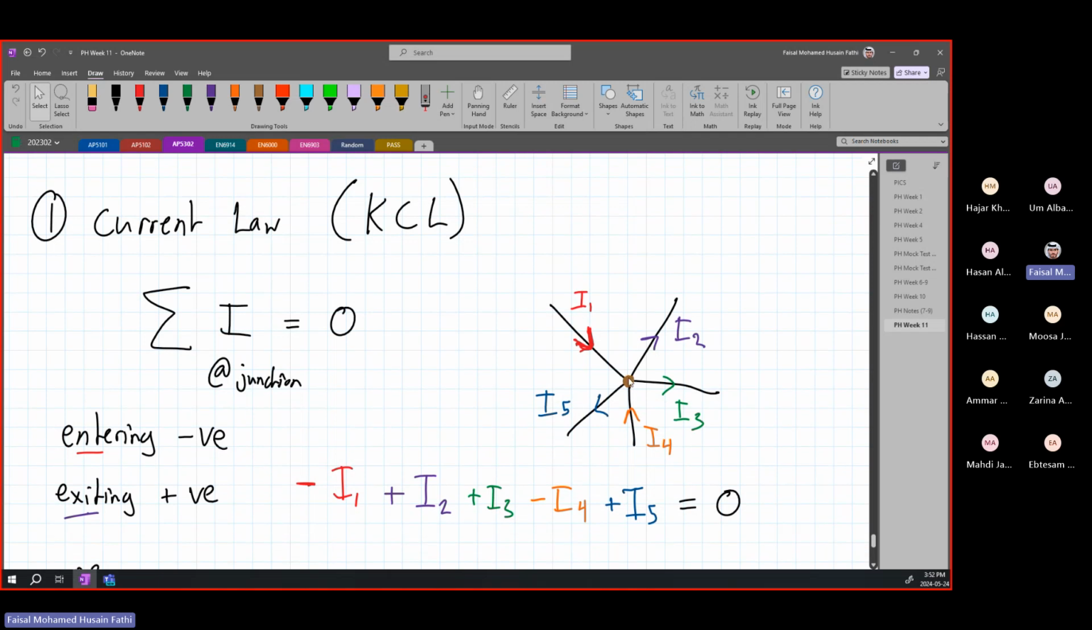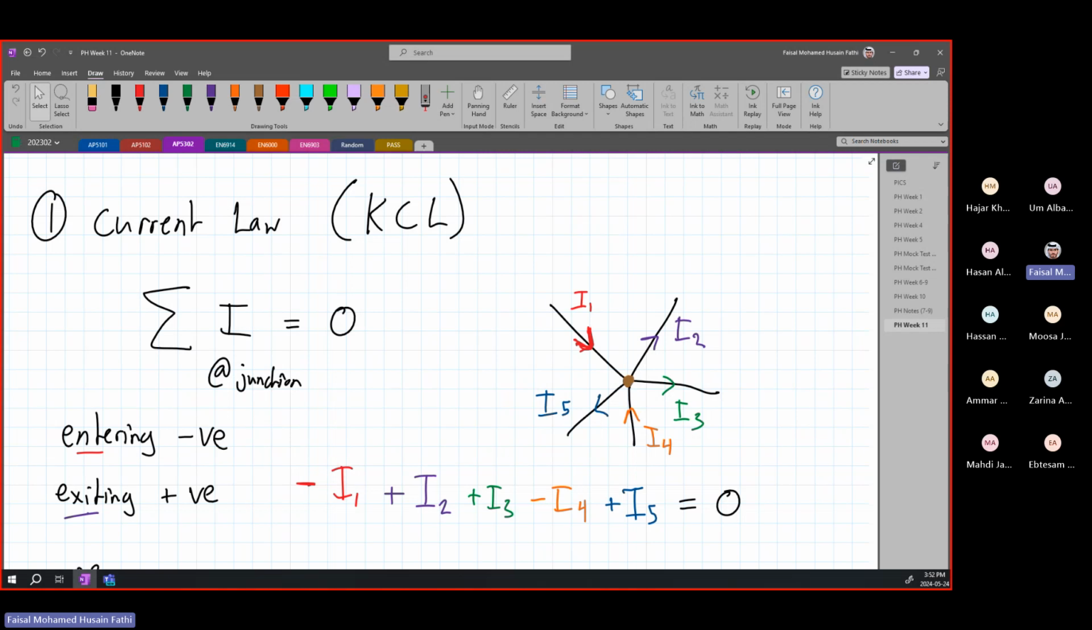All it says is at a specific junction, at a specific point, all the current entering is supposed to be equal to all the current exiting, or you can say that the summation of all the current at a specific point is equal to 0. All right? Very straightforward, very simple.